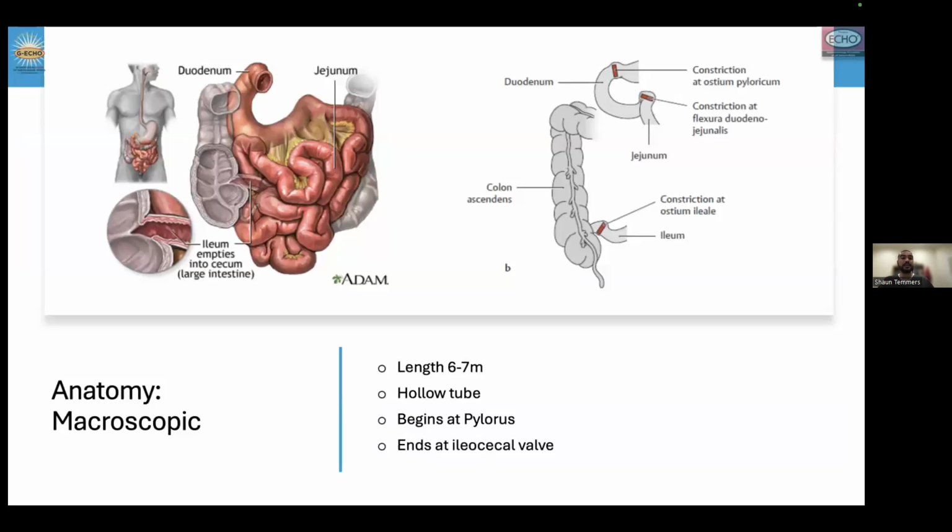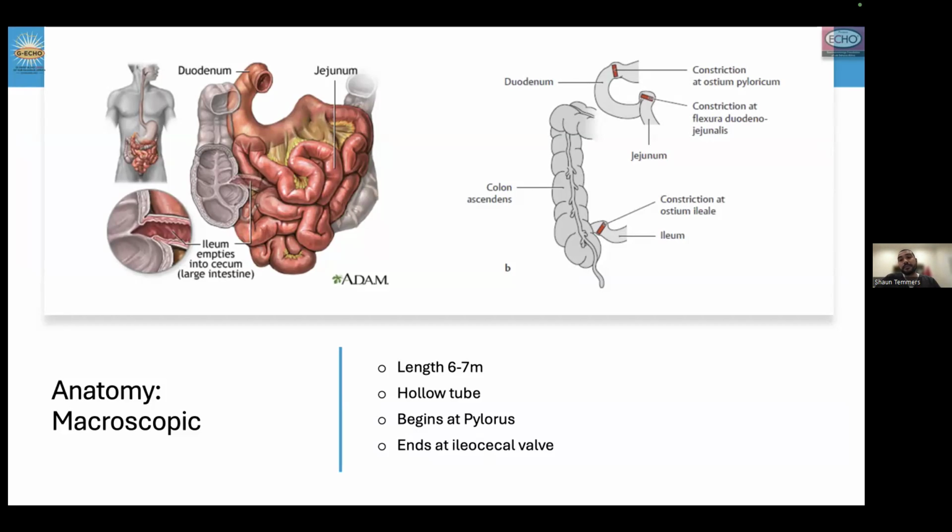When we look at the macroscopic anatomy of the small intestine, it's a hollow tube. It's about 6 to 7 meters in length, and it begins at the pylorus and ends at the ileocecal valve. Now, the diagram labeled B shows the 3 constriction points of the small bowel. So the first fixed point of the small bowel is at the pylorus, where it is fixed to the posterior abdomen, to the anterior abdominal wall.